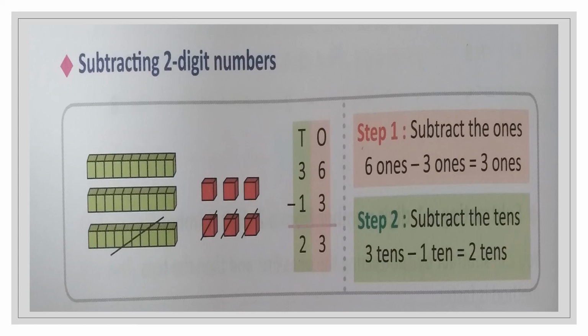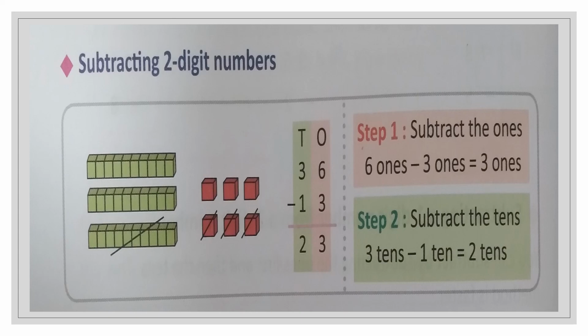Let us solve the sum again and understand it clearly. Subtraction is counting backward, children. Yes, correct. Whenever we solve the sum of 2-digit numbers, we start with ones first. Here we have 6 ones and we have to subtract 3 ones from it. So we strike out 3 blocks from it, 3 ones. So we get the answer 3.